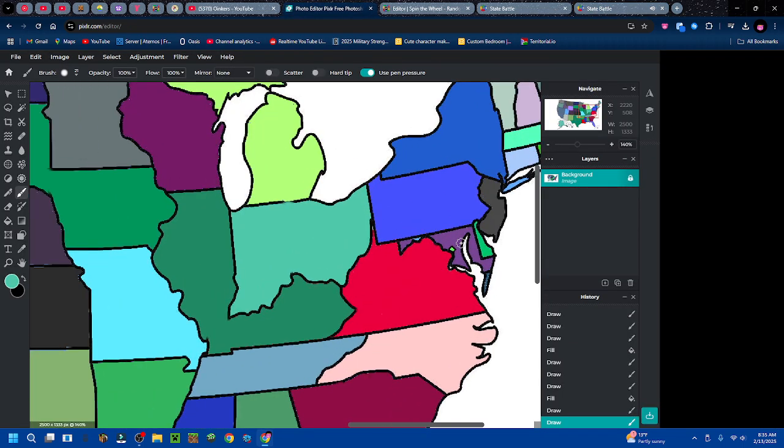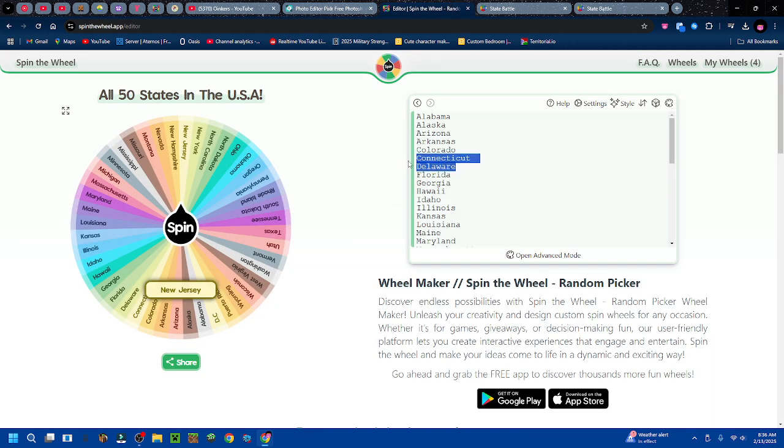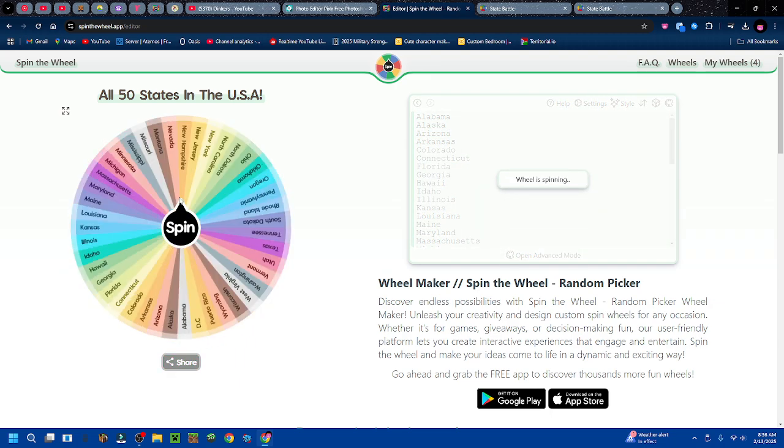So let's take New Jersey's color, put it over Delaware, and color this. Bam. Oh yeah, and I forgot to do this right now. Bam, there we go. That's Virginia's territory, and I forgot to color it as West Virginia. But Delaware has been taken out.